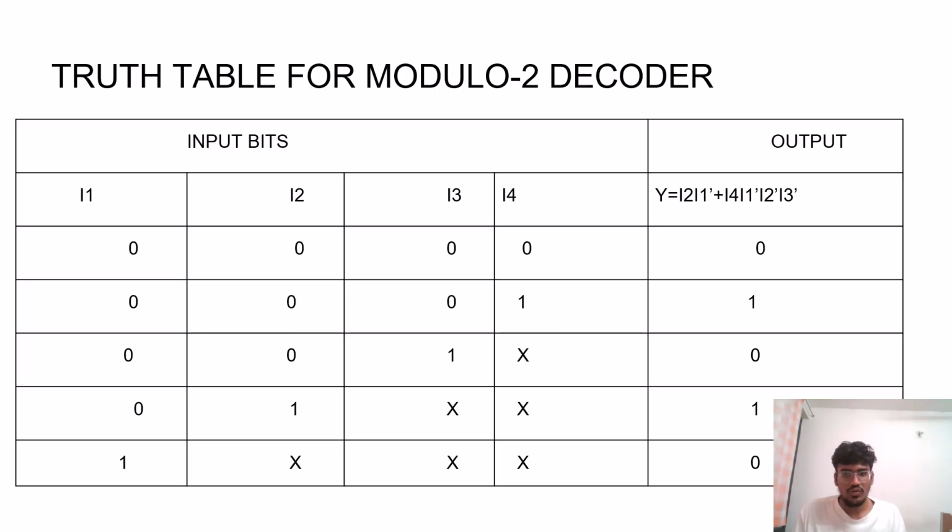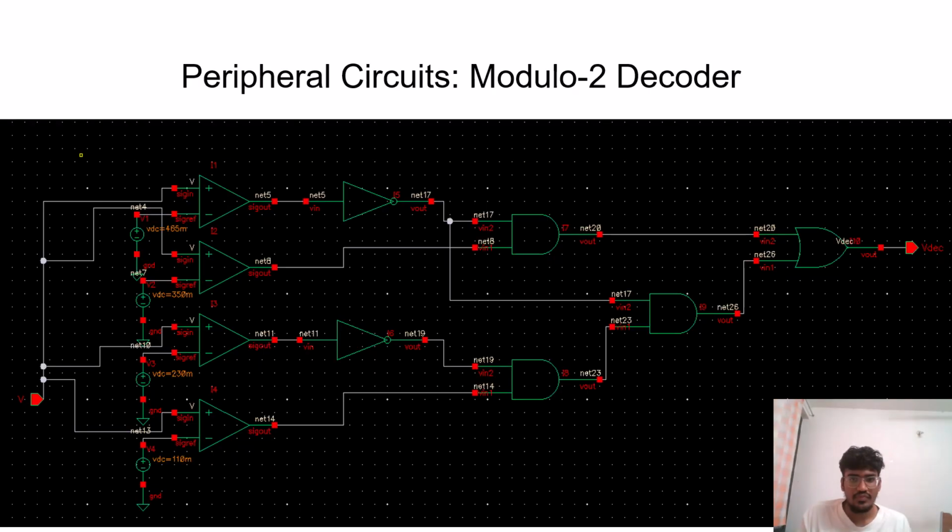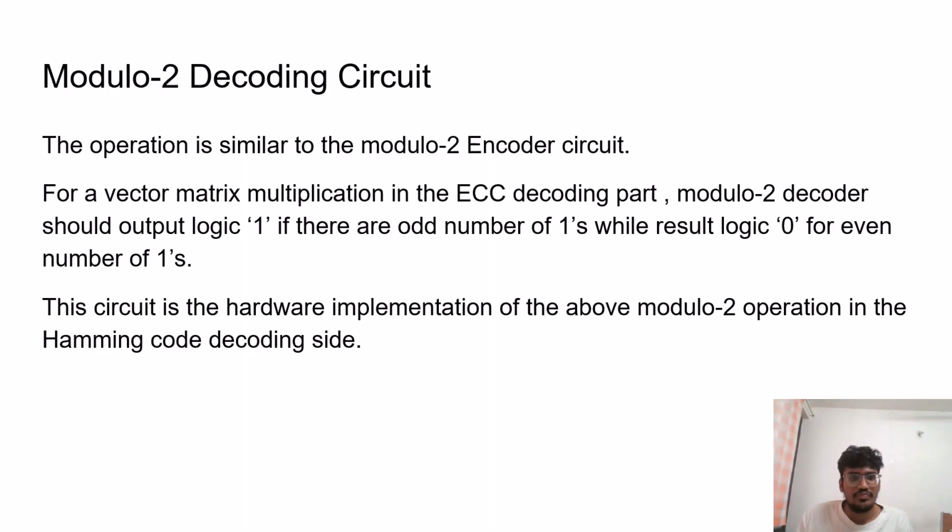Here the modulo 2 decoder is similar to the modulo 2 encoder that we have discussed, but with one additional comparator due to the increase in the input size in the decoder circuit. Here we can see 4 op-amps, and threshold values are fixed the same as in the encoder circuit, and the output will be the syndrome vector, which determines the location of error. The same thing we can see here.